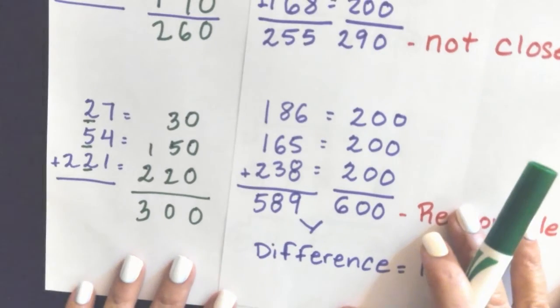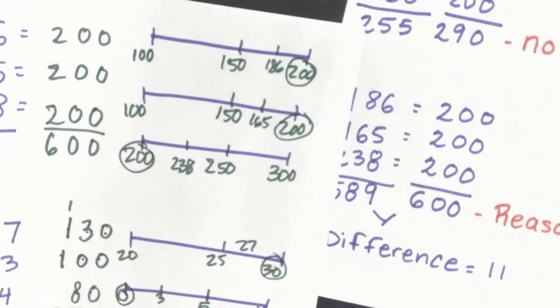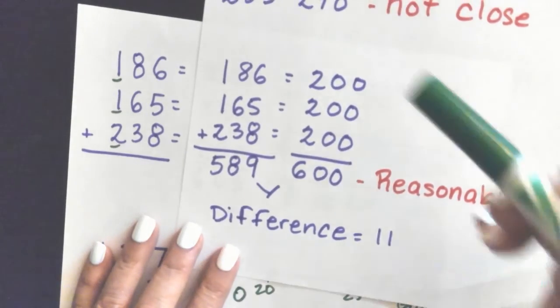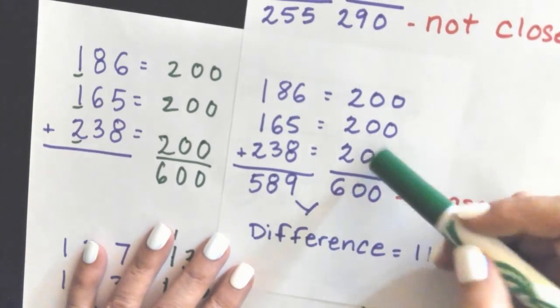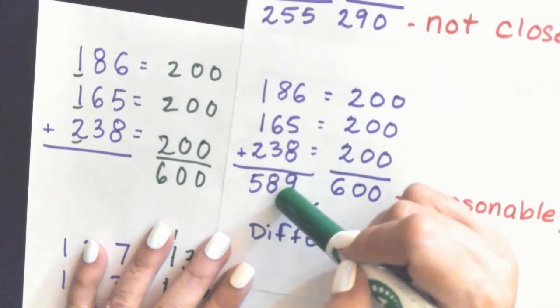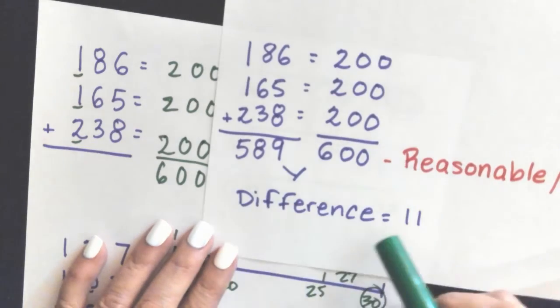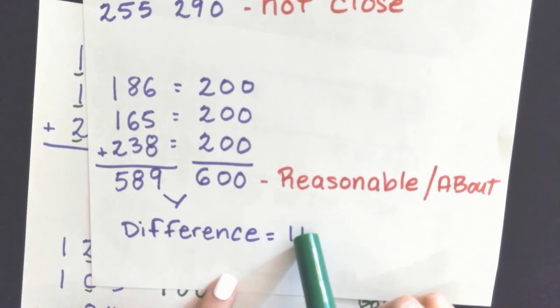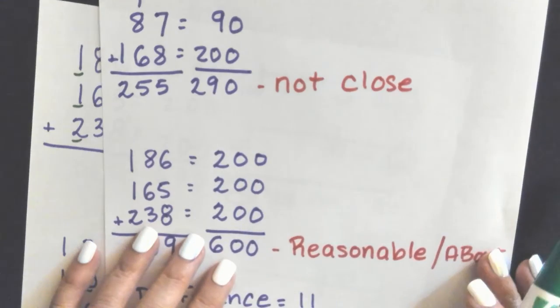What about this one? Okay, this one. You see when we rounded to the nearest 100? Okay, what is the answer? 600. You see how it says 589, but the difference is only 11. So that is reasonable, because that's pretty close. Yeah, 10, 11. It's pretty close. This is way too far. You see that?